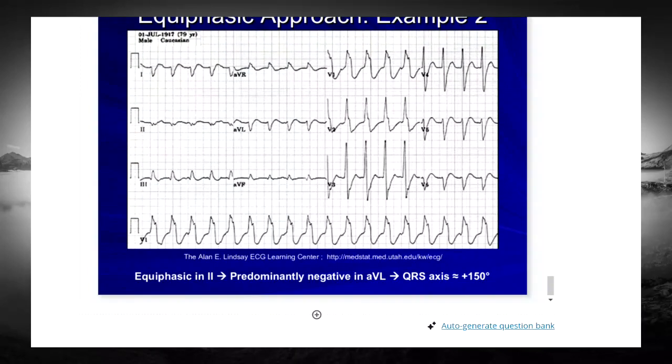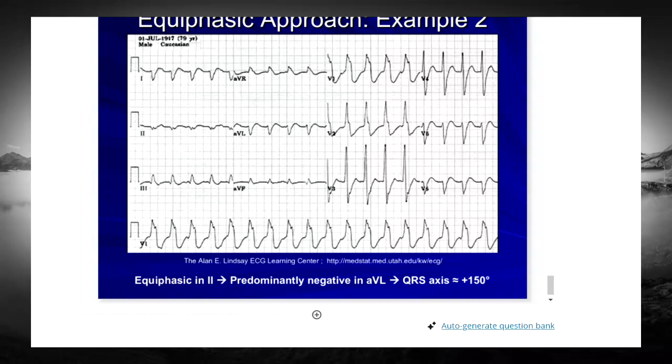Oh, it's 9 o'clock. So I'm not going to make y'all go through these, but you can look here. The most equiphasic on this one is going to be lead 2. You can see positive, negative in 1, positive in 3, positive in AVF, negative in AVL, positive in AVR. 2 is the only one that has this little hump there. It's almost basically isoelectric. So you know that's going to be your most equiphasic. AVL is right next to it, 90 degrees from it. That's going to be predominantly negative, so you're going to have your QRS axis to be around 150.